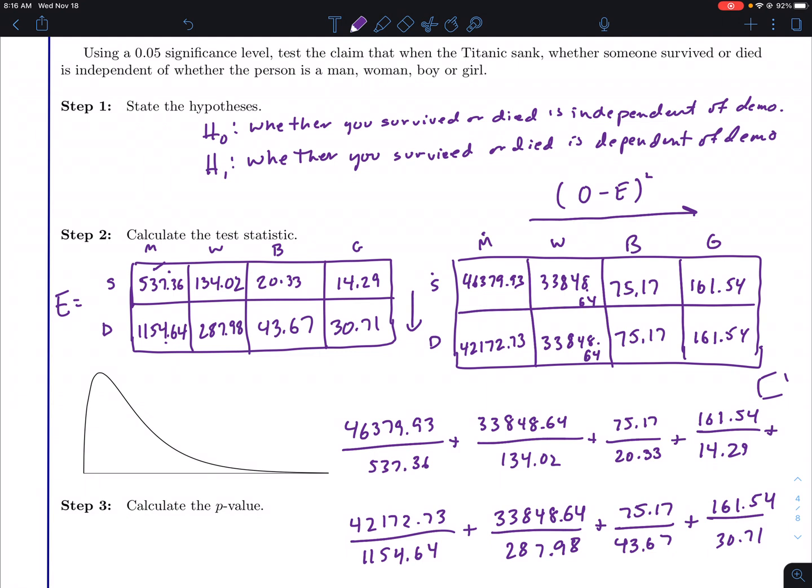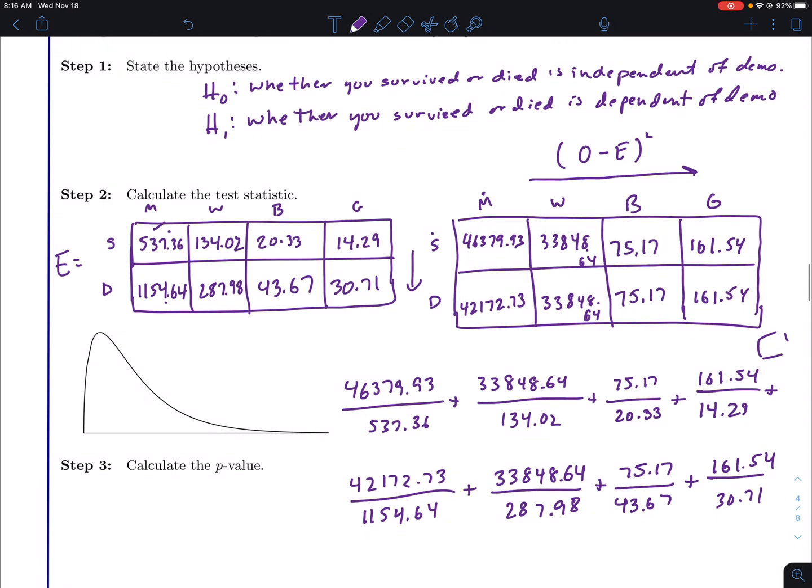Once we calculate that, that will be our test statistic, and I've pretty much taken up almost the whole space. So I'm going to go offline and calculate this and then come back and finish this problem up, so you don't have to sit there and watch me torture everybody typing this in.